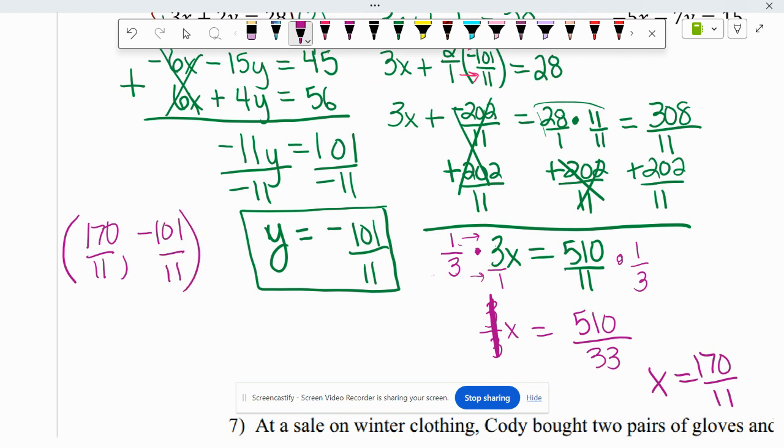This is a perfect example of why graphing doesn't always work. If we were to graph that, would you be able to look at where my two lines cross and say, oh, that's 170 over 11? Absolutely not. And I know that was really tedious, but sometimes you're going to get fraction answers, okay?